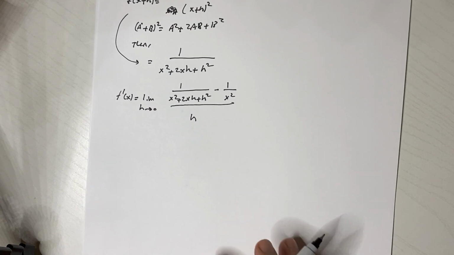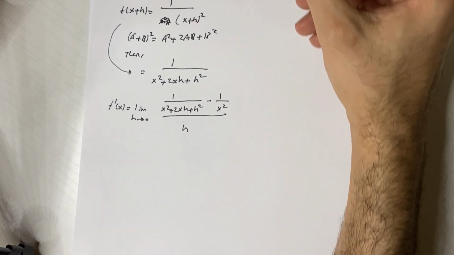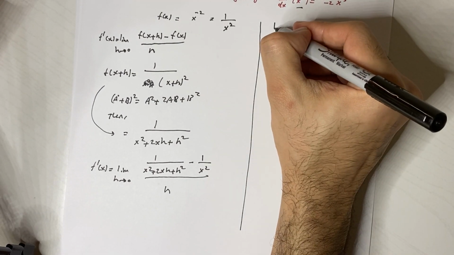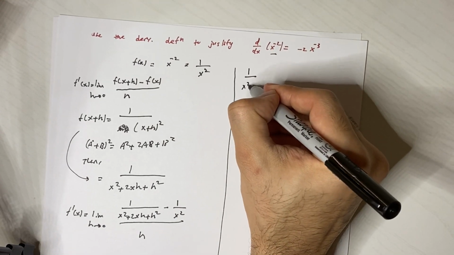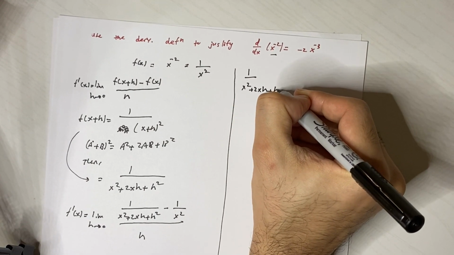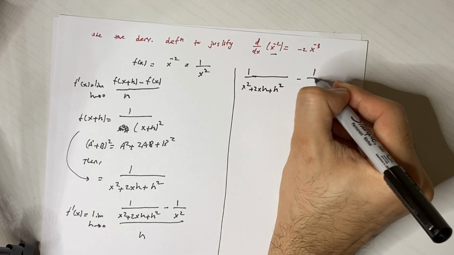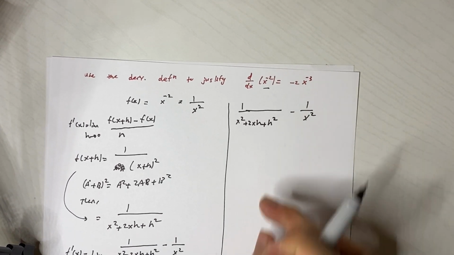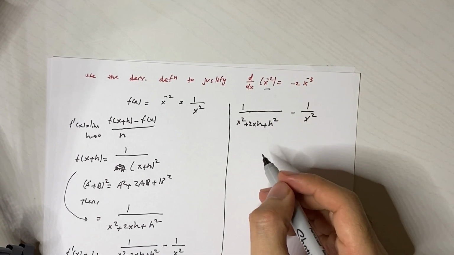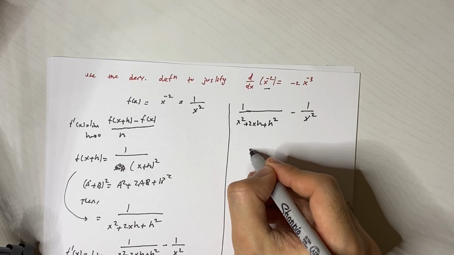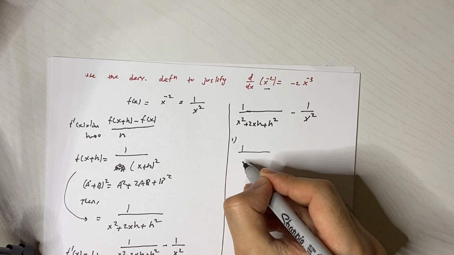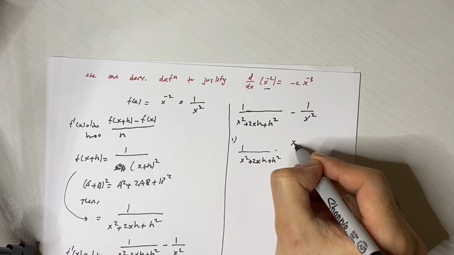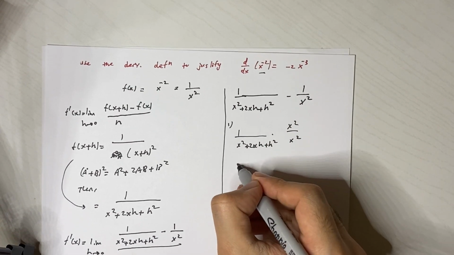Now we have two fractions. We need to solve these. So I'm going to solve these first. Let's rewrite these. Here I'm just writing the top of the fraction so that I can solve it. So I will take the first fraction to find the common denominator. I will multiply both of them by x squared.